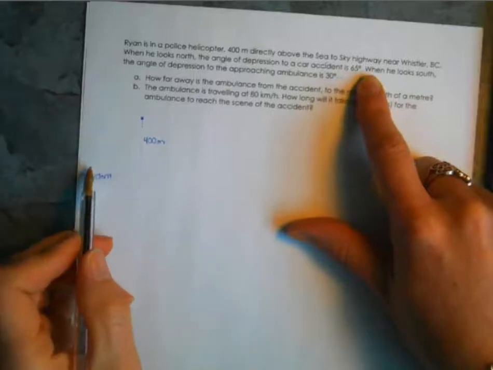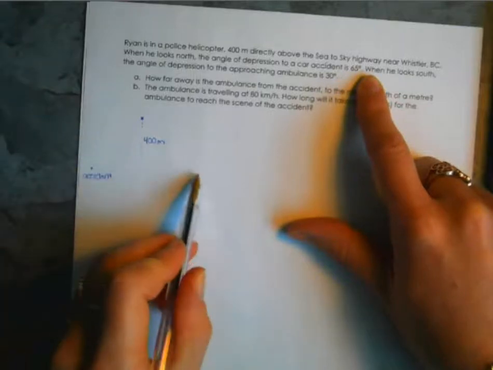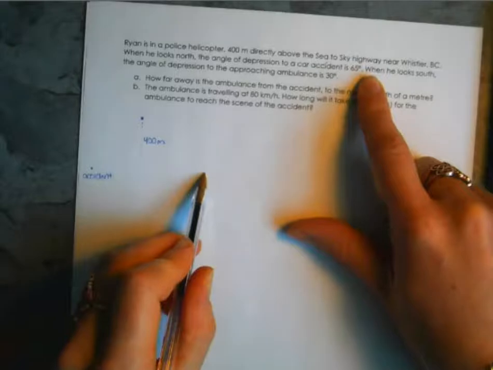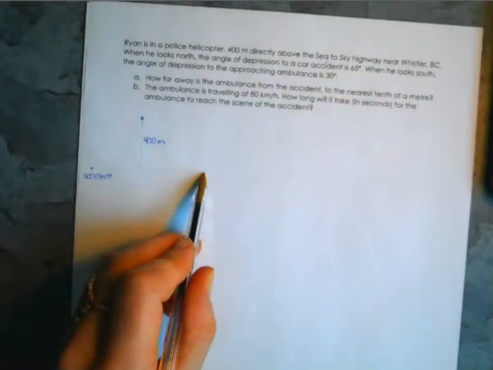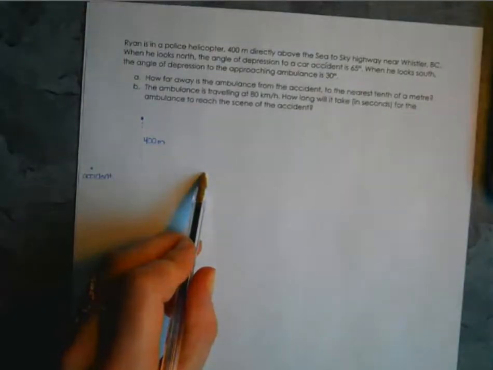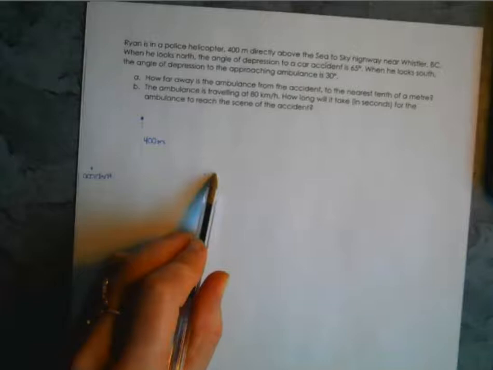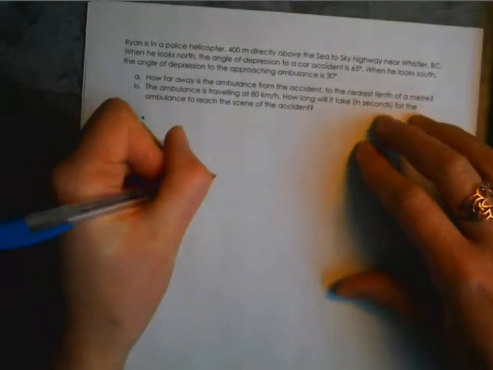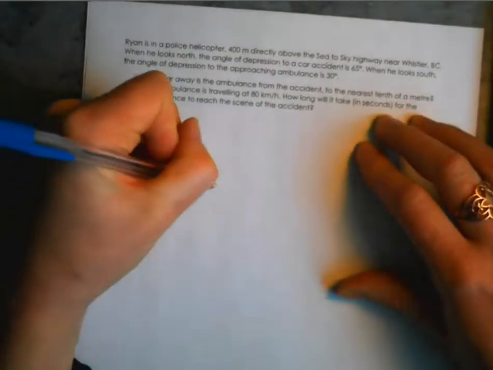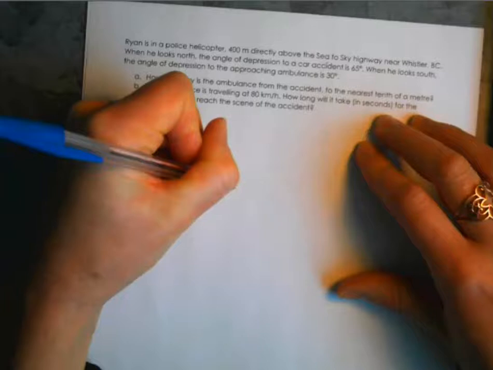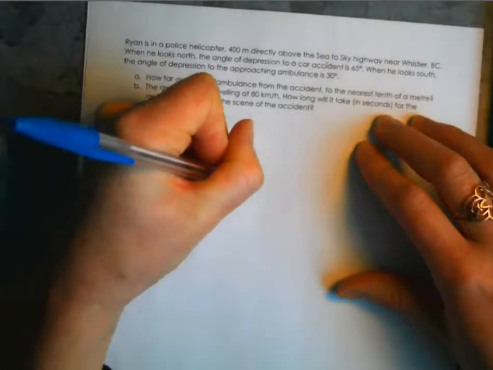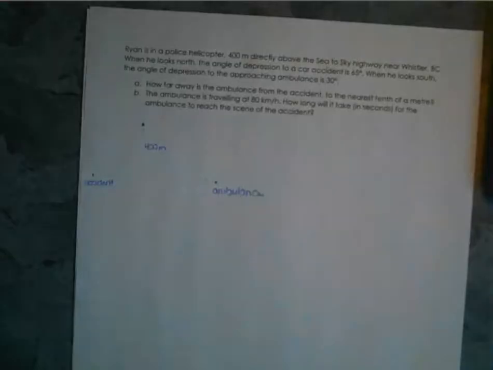And when he looks to the south, so of course that's going to be the exact opposite direction, he sees that there's an approaching ambulance. Okay, so I'm going to maybe bump it out a little bit. So ambulance. Okay. And we're also given this information about an angle of depression.